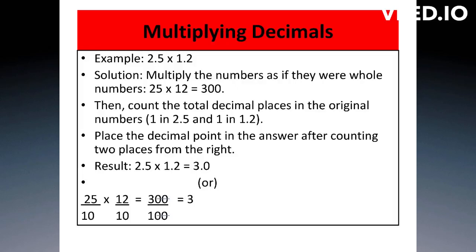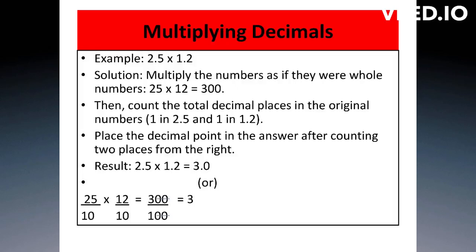So what you have to do here is place the decimal point in the answer after counting two places from the right. As we have two decimal places in total, you have to place the point before two digits. In 300, before two digits towards the left is 0 and 0. Before two zeros, you keep the point. So what will be the answer then? 3.00. You can ignore the zeros, because if you have only zeros after the point, they don't have any value.